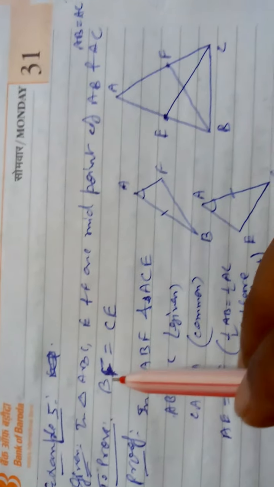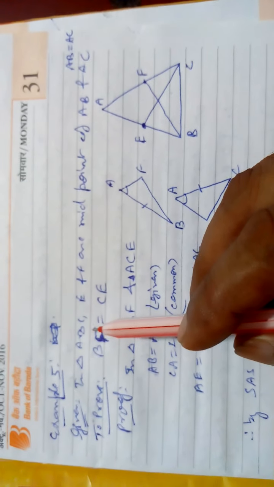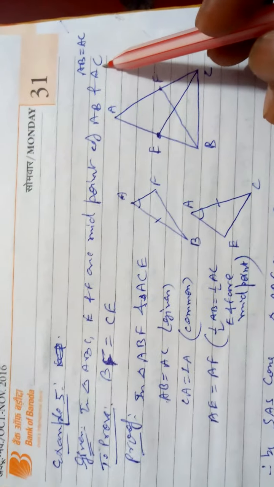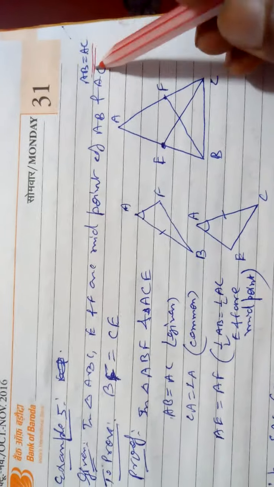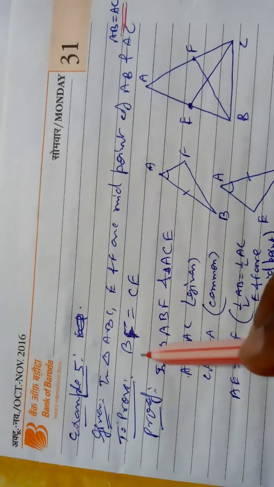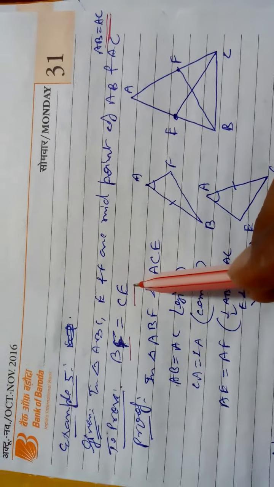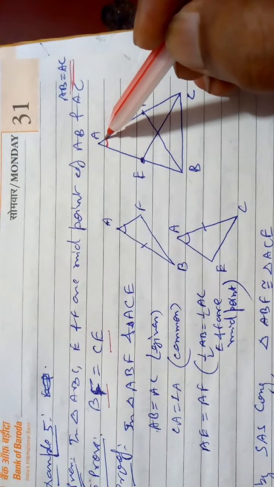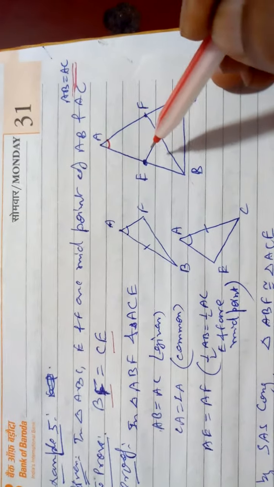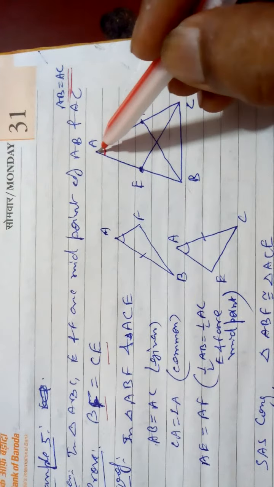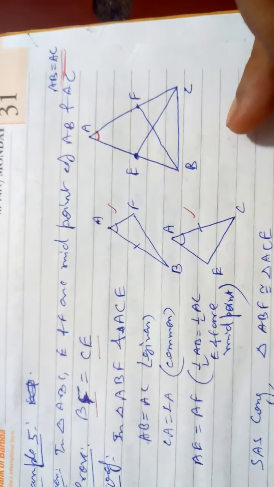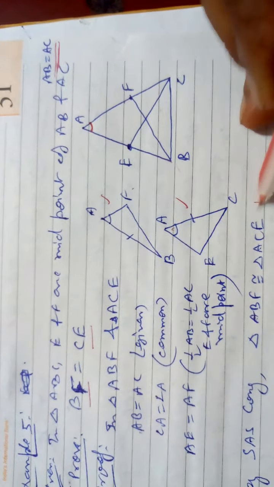So here, given, you write: in triangle ABC, E and F are the midpoints of AB and AC, and AB equals AC, it is also given. You want to prove BF equals CE. First of all, you see the figure. In this figure this angle is given and common. If you take this triangle, ABF and ACE, two triangles separately I have drawn.